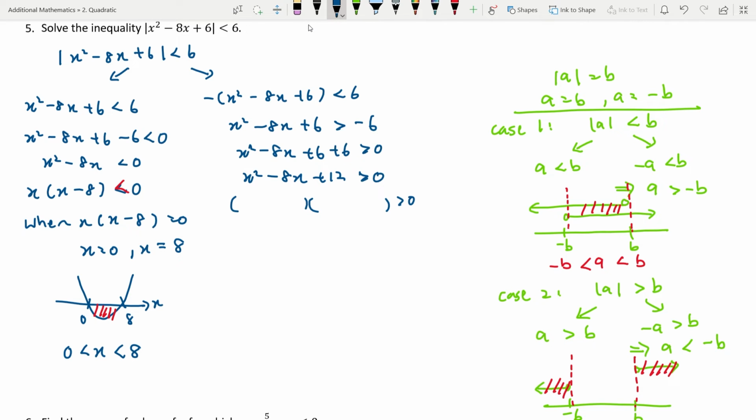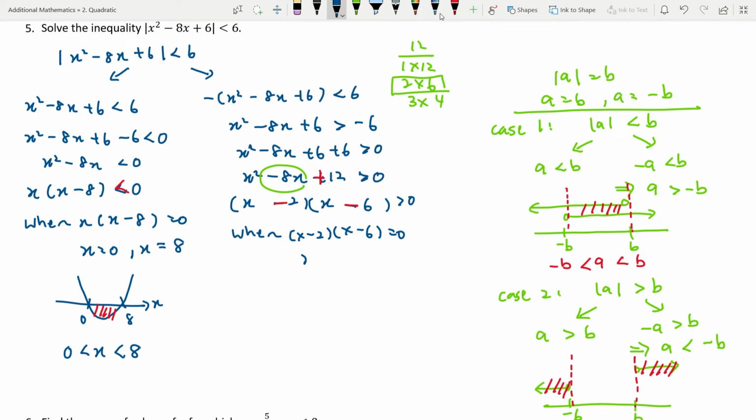X squared can be separated into x and x. 12 can be separated into 1 and 12, 2 and 6, 3 and 4. Here, 2 and 6 will be the combination we are looking for. To get a negative 8, minus 2x minus 6x. And we need to check negative and negative, we will get a positive. When x minus 2, x minus 6 is equal to 0, x is 2, x is 6.